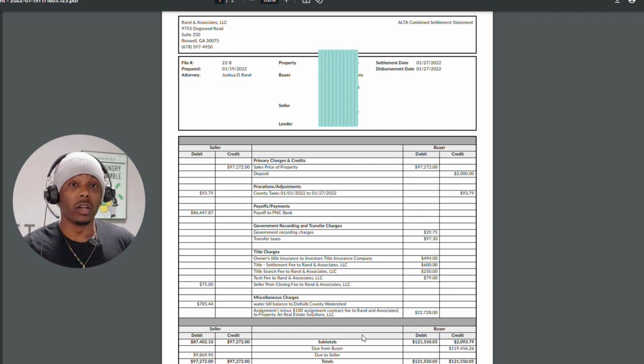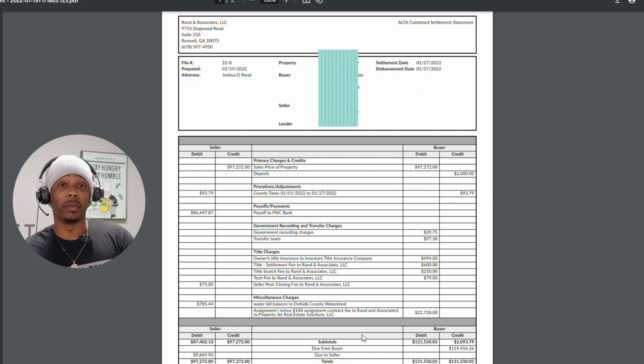Now, on a double close transaction, it's gonna be completely different. It's gonna be two settlement statements, one on the A to B side and then one on the B to C side. The A to B side is between you and the seller. The B to C side is between you and the buyer. And those two settlement statements are gonna be completely different, and there's not gonna be an assignment fee on that settlement statement. So you'll just have to do the math between the total numbers due from the buyer, and the total numbers due to the seller section down here on the separate documents. And that's pretty much how you read a settlement statement or a HUD statement.